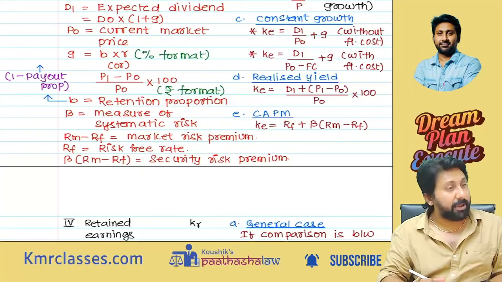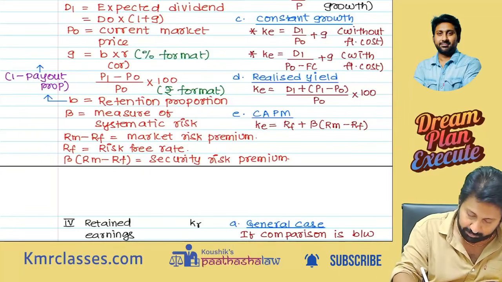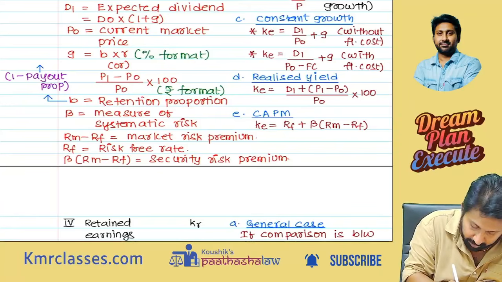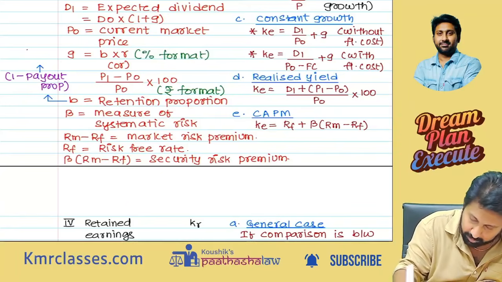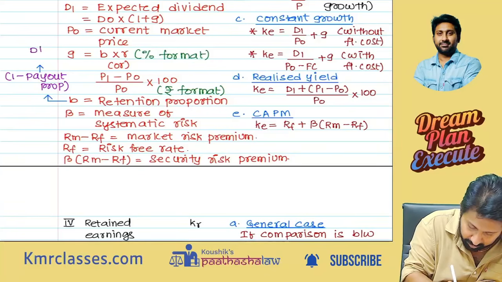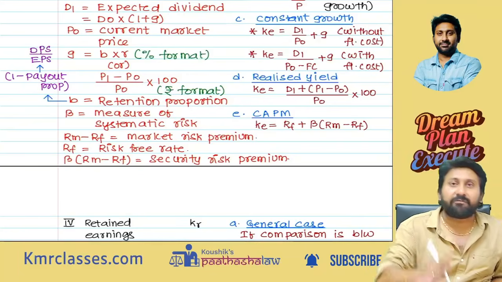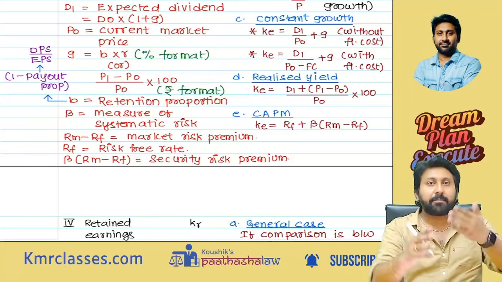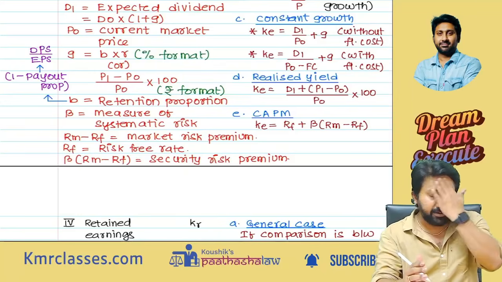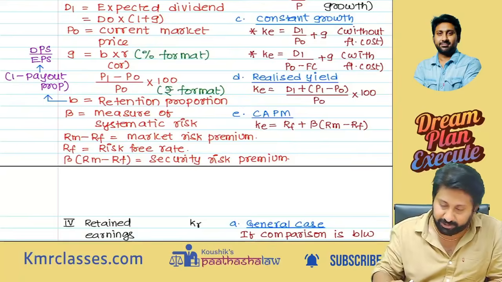What do you mean by payout proportion? Payout proportion means DPS by EPS. For example, 5 rupee DPS and 10 rupee EPS: payout is 50, retention is 50. Understood the point now? That's how we need to understand.